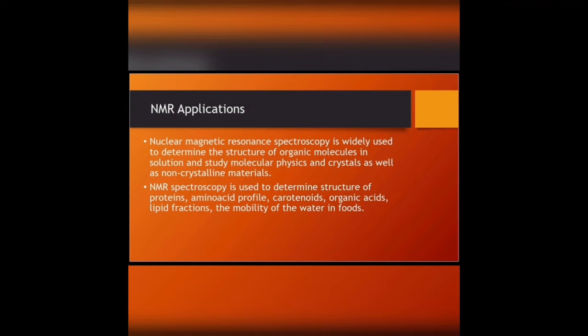NMR spectroscopy is used to determine the structure of proteins, amino acid profile, carotenoids, organic acids, lipid fractions, and the mobility of water in food. It is also used to identify and quantify the metabolites in foods.